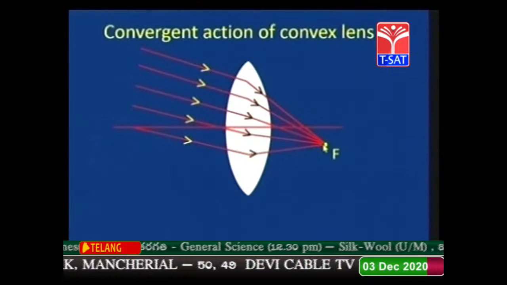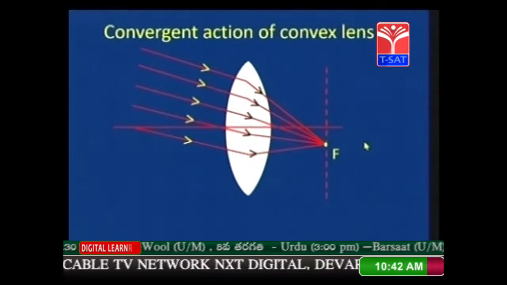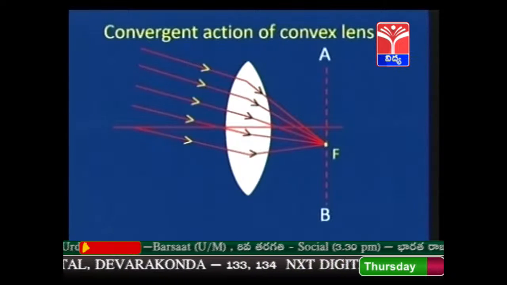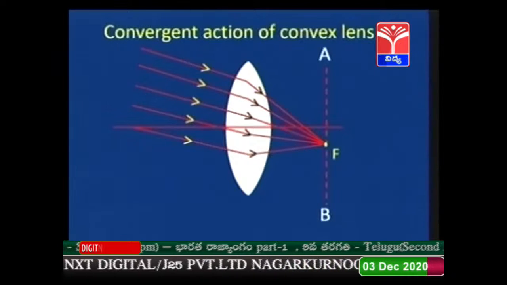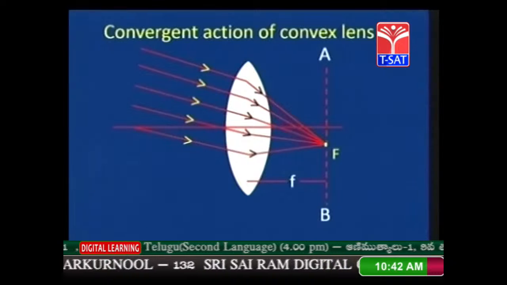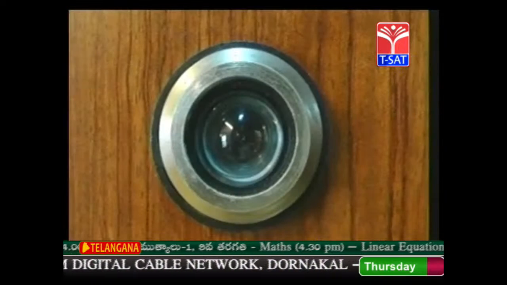So the point where these light rays are going to meet is known as focus, and the line AB is passing through the focus, and the plane consisting of the line AB is known as focal plane. Again, the distance between optical center and the focus is known as focal length.